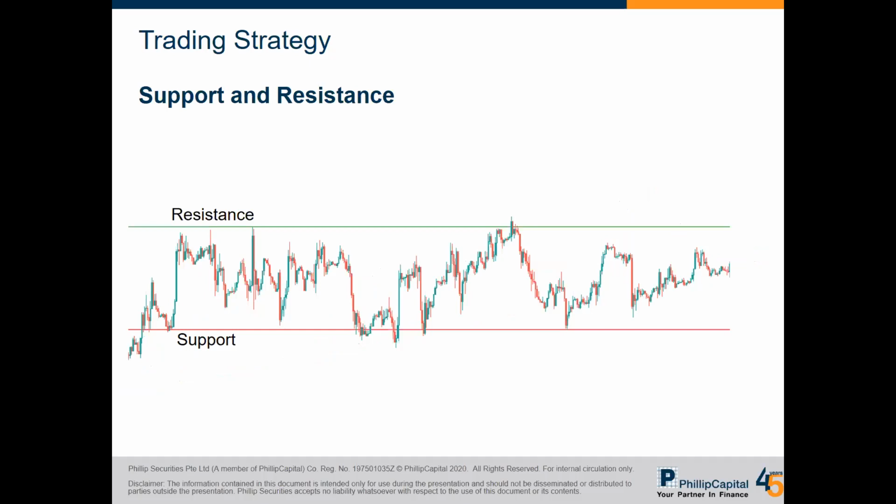The next one is support and resistance. The green line is the resistance and the red line is the support. The resistance level is where the price normally stops rising and dips back, whereas the support level is where the price stops falling and bounces back up. From this chart, we can see that the FX pair respects the support and resistance. Whenever it touches the resistance, it falls back down. Whenever it touches the support, it goes upwards.